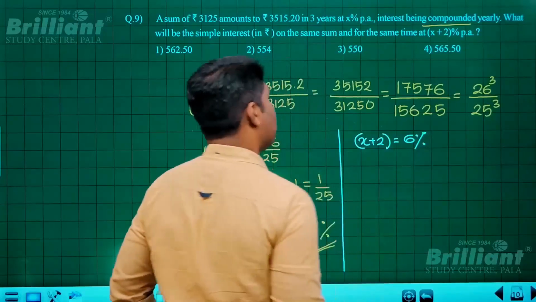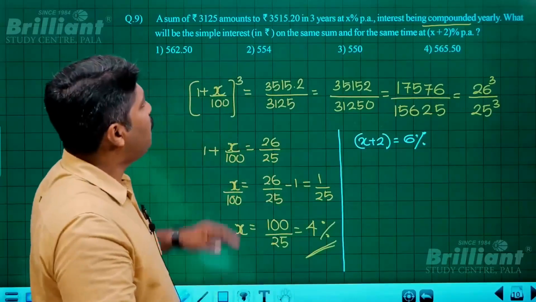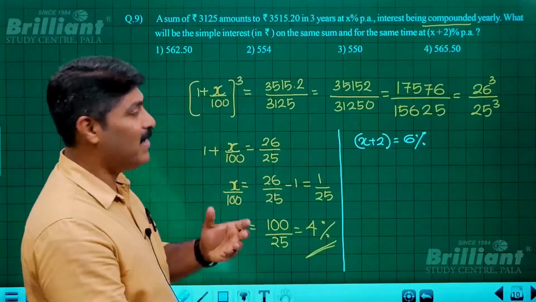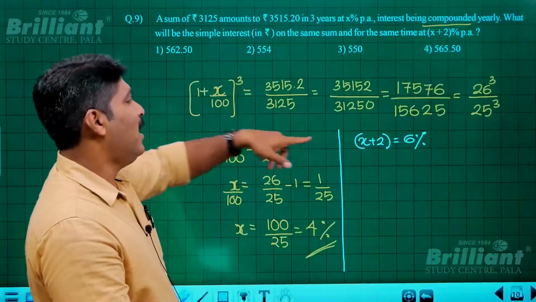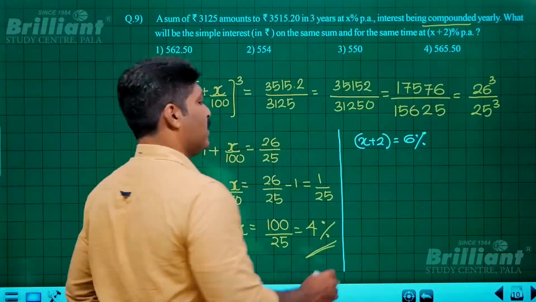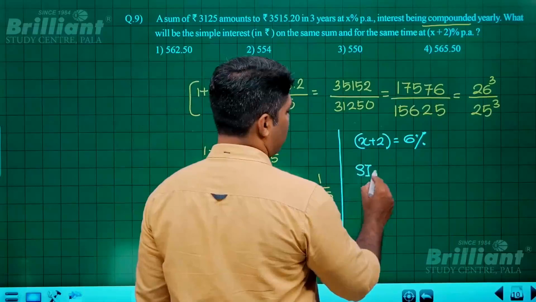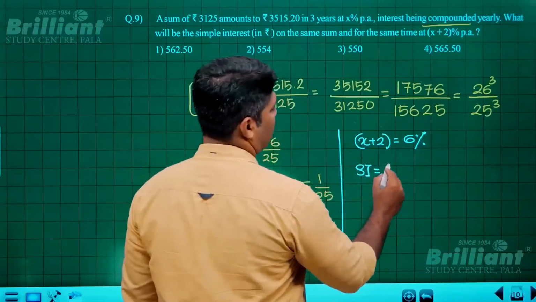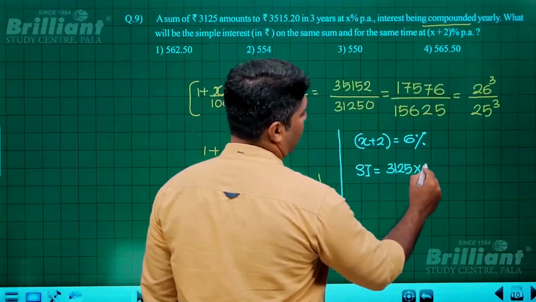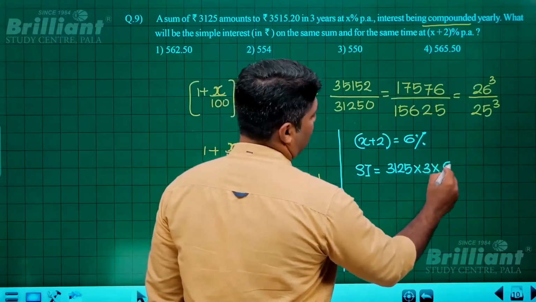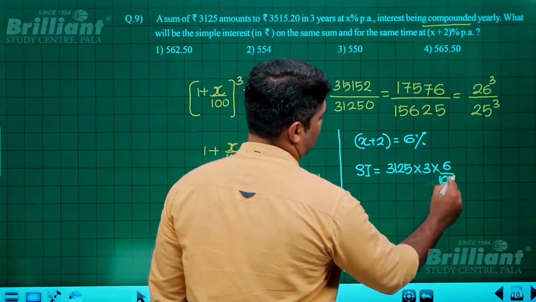So that is 6%. Then we have to find the simple interest for 3 years on the same sum at the 6% per annum rate of interest. Therefore, simple interest is PNR by 100. Here P is 3125, N means 3 years, and R by 100. So this will be the way.